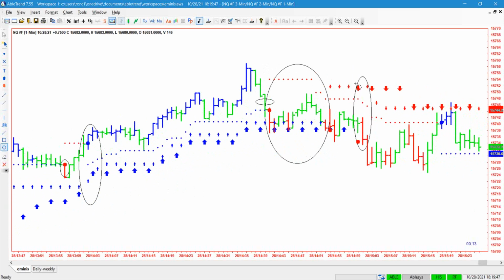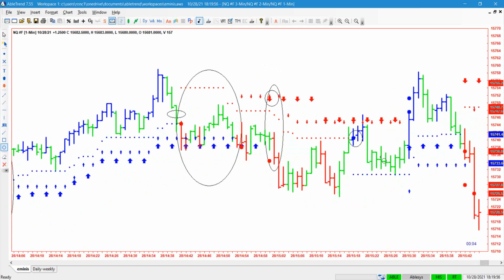Triple agreement there. Need that big arrow. I'm always looking at the big arrow. That's what's so important. I lost about 5 points on that trade. Another no trade zone. Again, triple agreement trade right there.